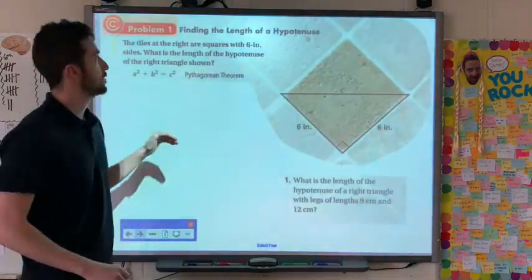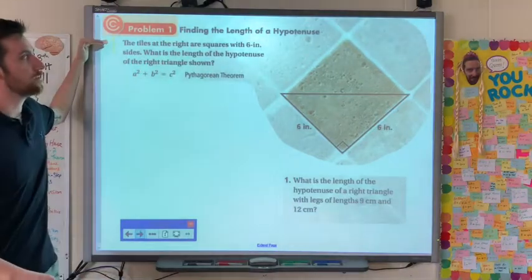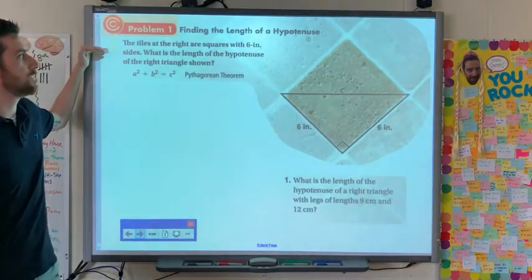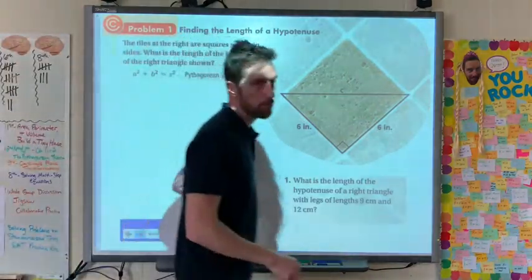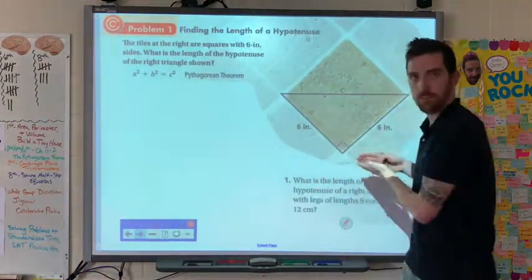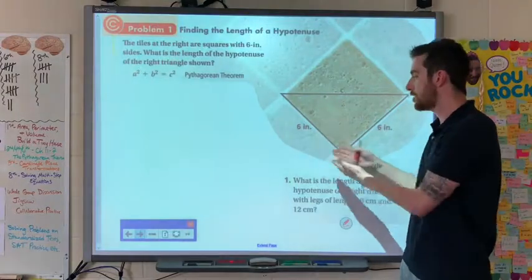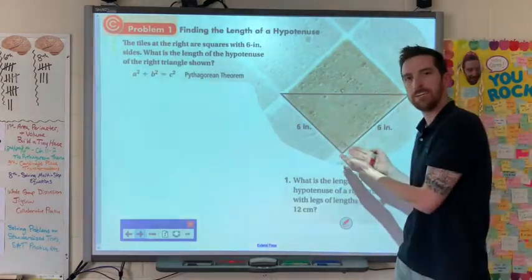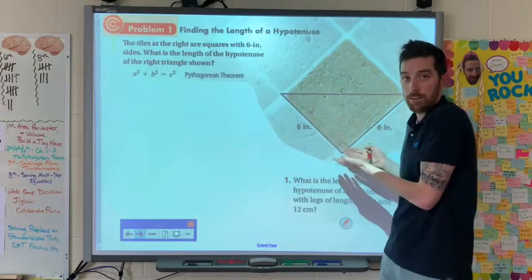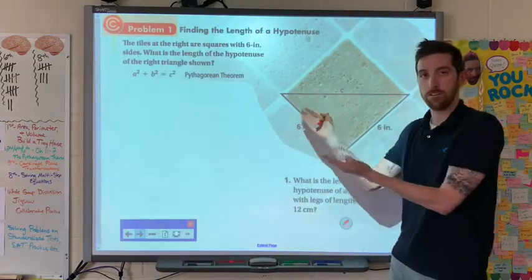All right, so our first example. Tiles at the right are squares with 6-inch sides. What is the length of the hypotenuse of the triangle shown? We've got a square tile, which means that both the lengths are going to be the same. So we've got 6 inches, 6 inches. These form a 90-degree angle, so they are our legs. We are looking for the hypotenuse.